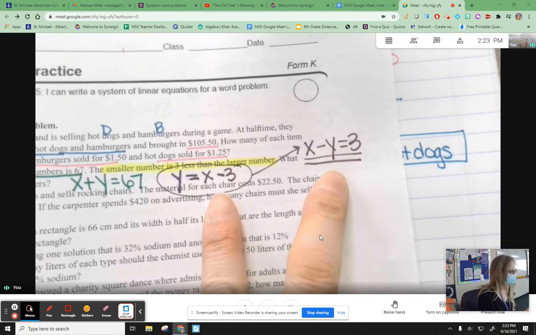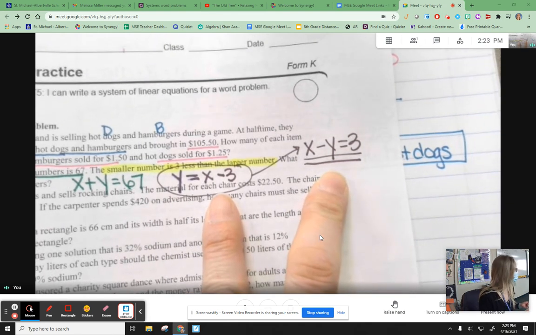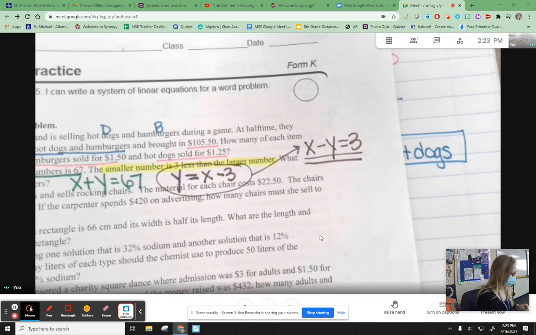I had one like this in our notes yesterday that I wanted to do so we could practice it, but I just didn't get to it. I felt like notes were getting a little too long yesterday.